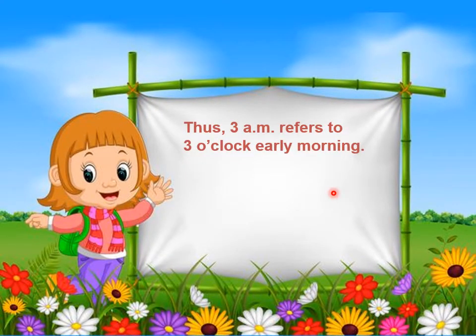Thus 3 a.m. refers to 3 o'clock early in the morning. How do we know it is early morning? Because of a.m. written here, 3 a.m. means it is 3 o'clock in the early morning. Then 7 p.m. Here p.m. is there, it refers to 12 noon to 12 midnight, so 7 o'clock at night.